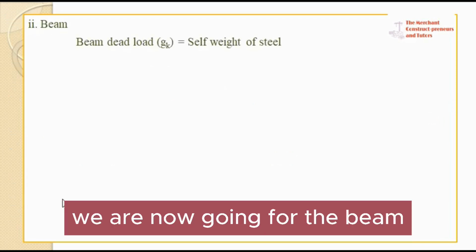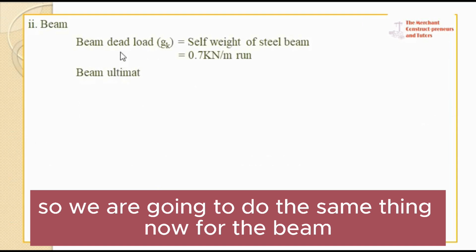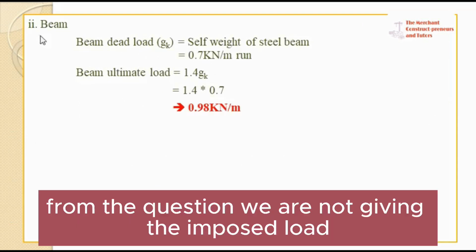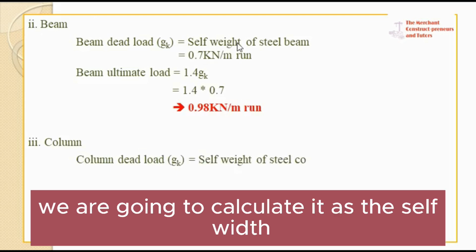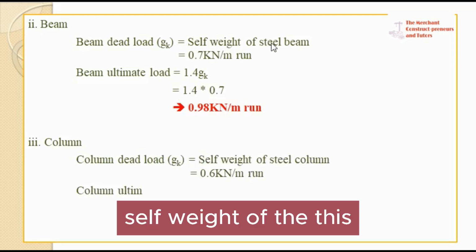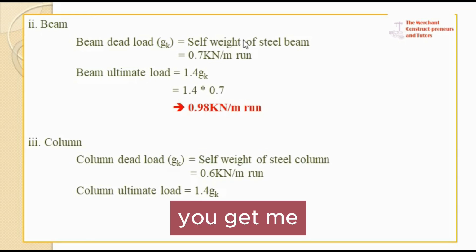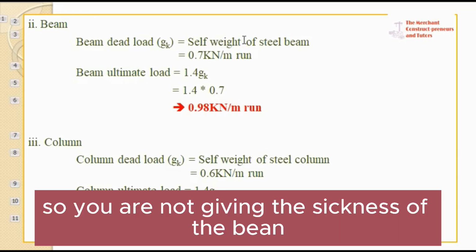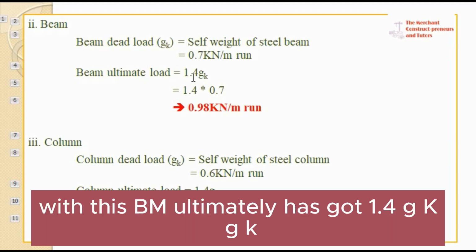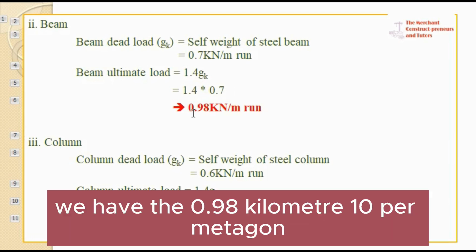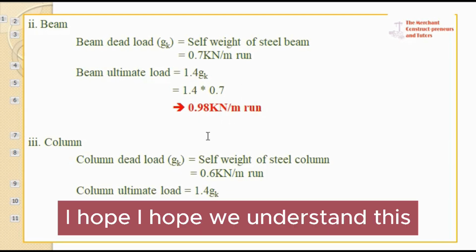We are now going for the beam. We are going to do the same thing. Now for the beam, from the question, we are not given imposed load. We are just given dead. So the dead load, we are going to calculate as the self weight. We are not given the thickness of the beam, so the self weight will just be this. So beam ultimate load is equal to 1.4 GK. So 1.4 multiplied by 0.7, we have 0.98 kilonewton per meter run. I hope we understand this.